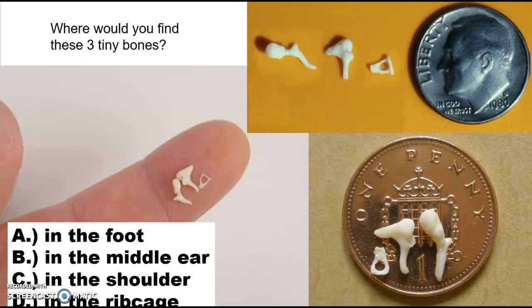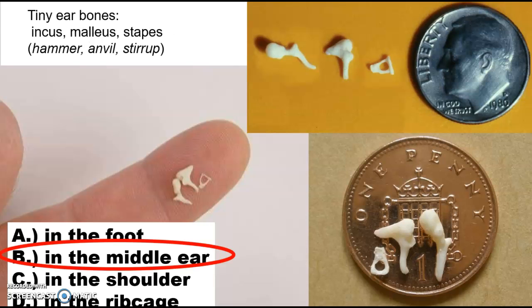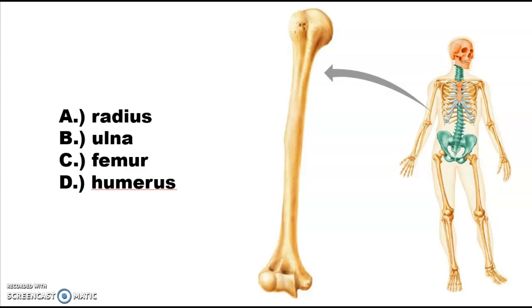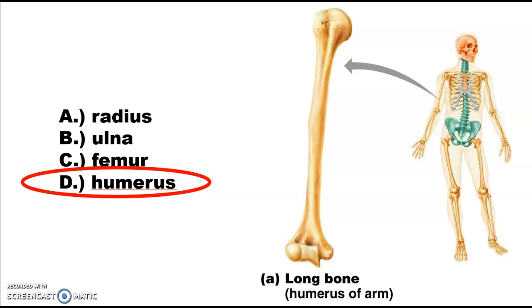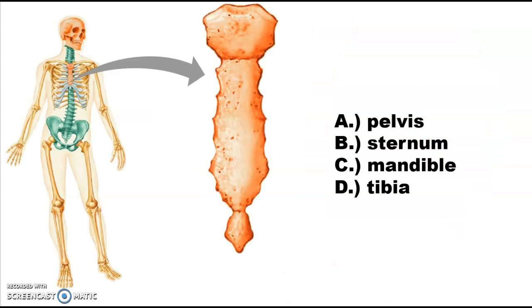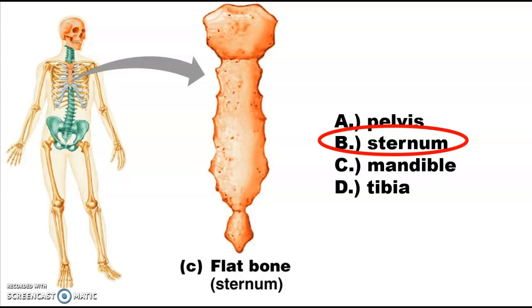Where would you find these three tiny bones? These are found in the ear. 3 in the left ear, 3 in the right ear. What do you call this upper arm bone found between the shoulder and the elbow? This is the humerus bone. What do you call this bone, sometimes nicknamed the breastbone? This is the sternum.